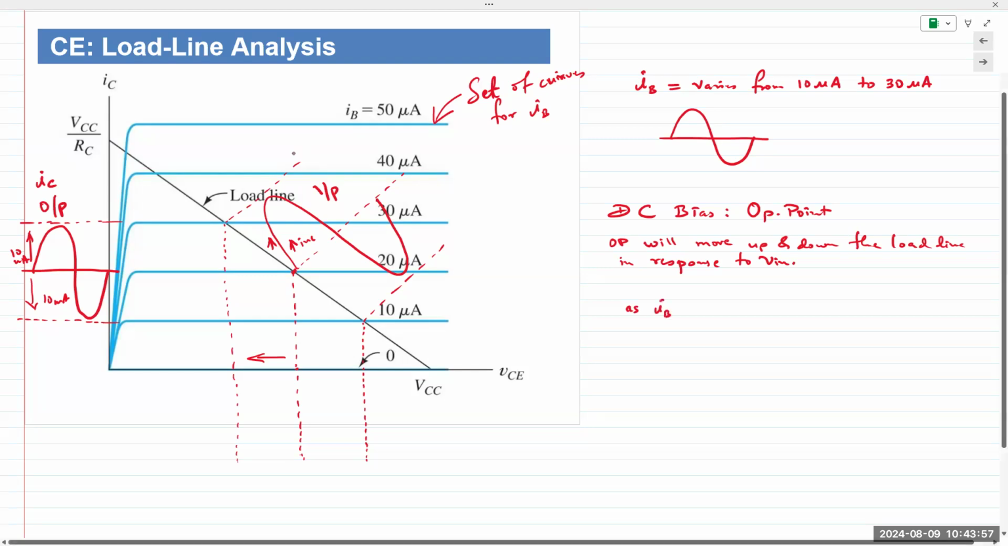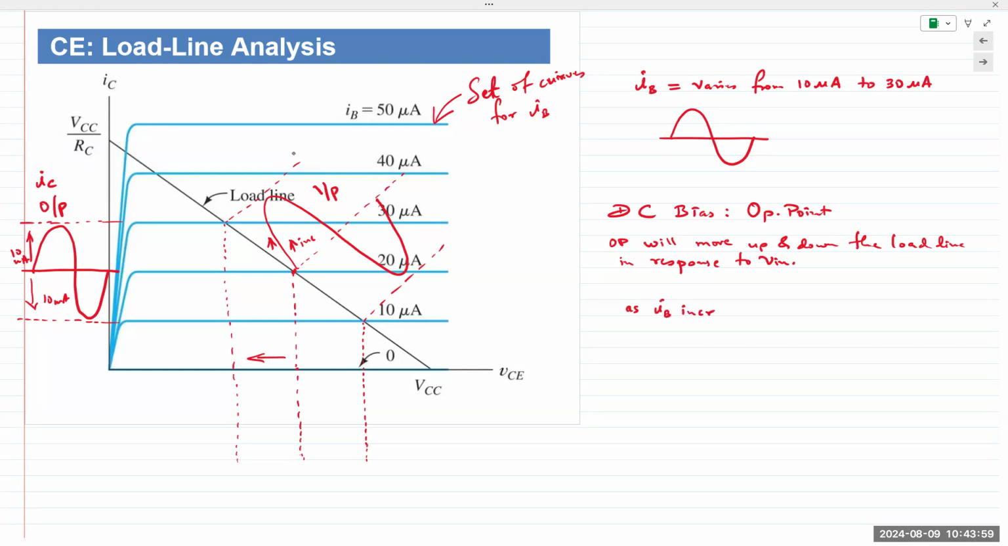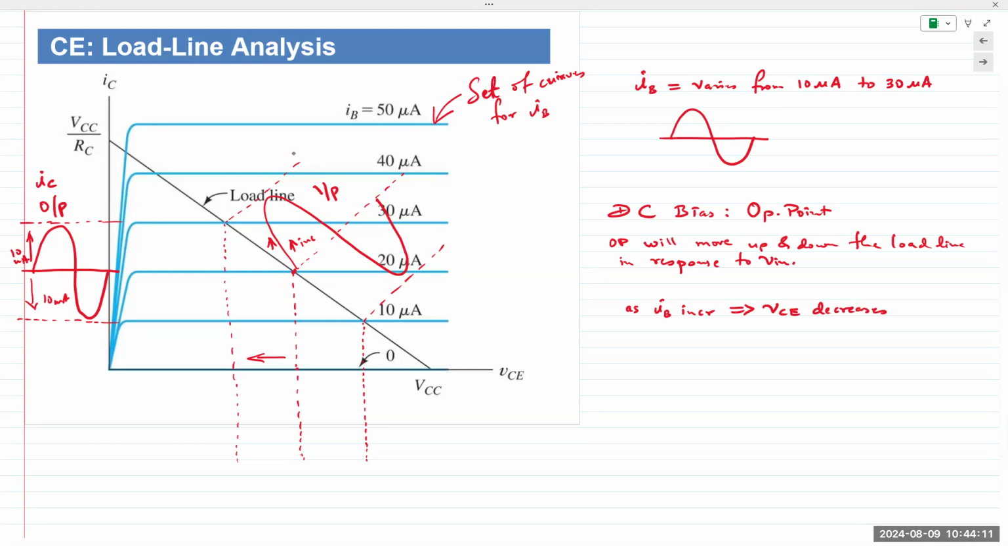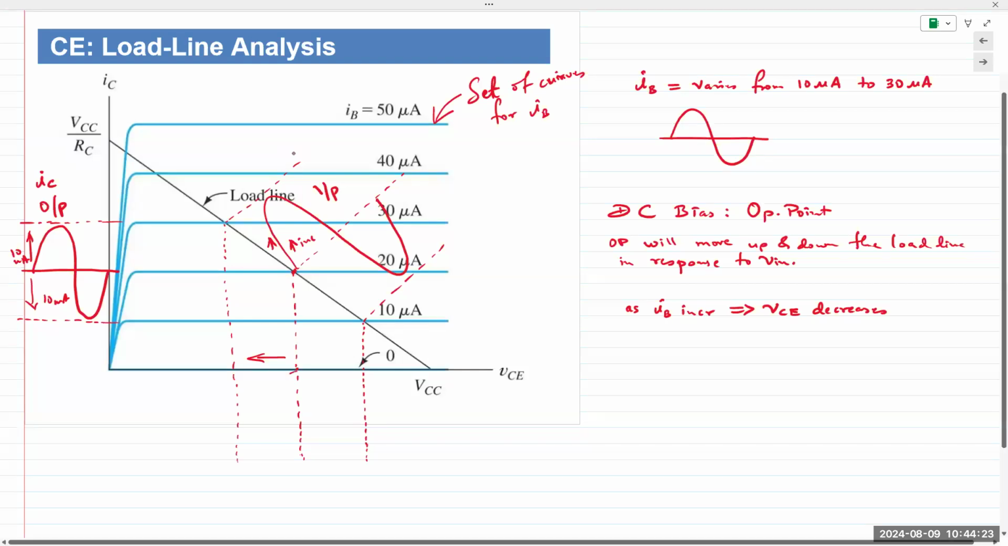It decreases. If this goes up, VCE goes down. As IB or the input increases, VCE decreases. It still follows the exact same shape. If it's a square wave, it will output a square wave. If it's a triangular wave, it will output a triangular wave. If it's a sine wave, you will get a sine wave, but it's correspondingly opposite.